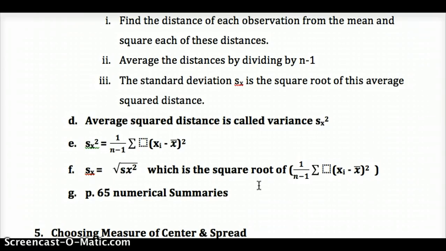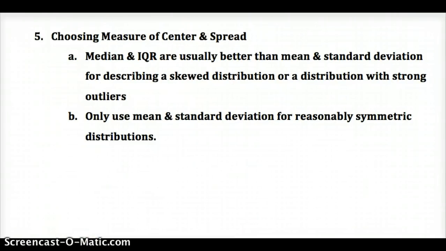Page 65 has more help with this, and we're going to be doing some work on this in our work packet in class. But keep in mind that standard deviation is basically the average distance from the mean of all of your data. So it tells you about how far apart everything is from the mean. So the bigger it is, the further apart the spread is, the smaller it is, the less the spread is from the mean. So that then begs the question, what do we choose?